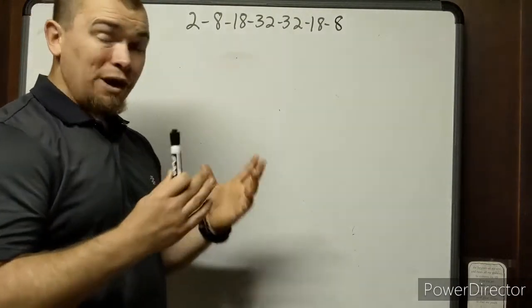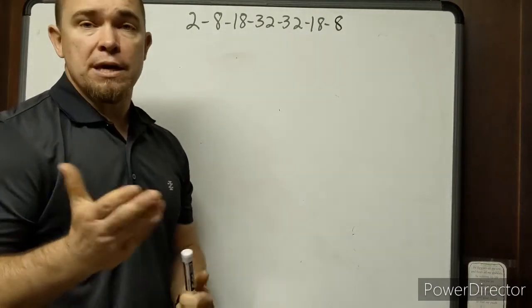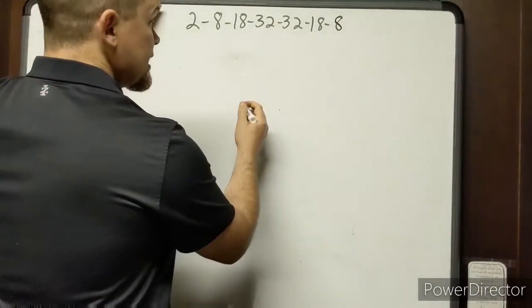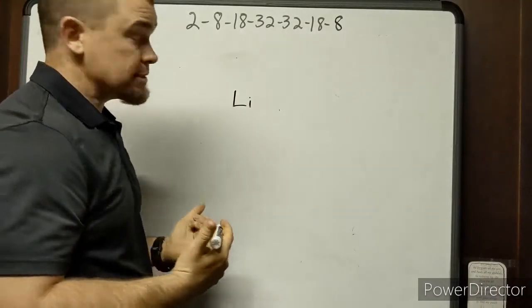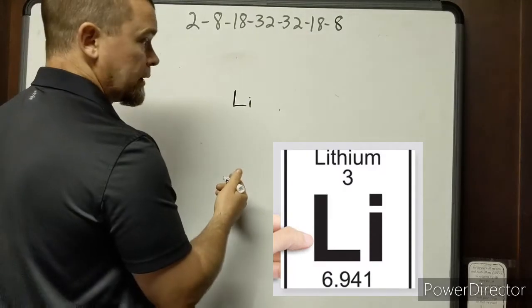Okay, so what is a Lewis dot? What do they mean? A Lewis dot is a way to represent the number of valence electrons that an atom has. So I've got lithium drawn here.